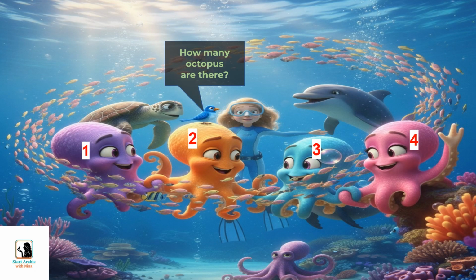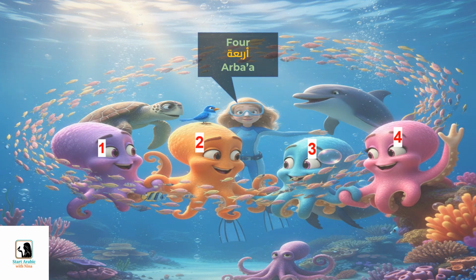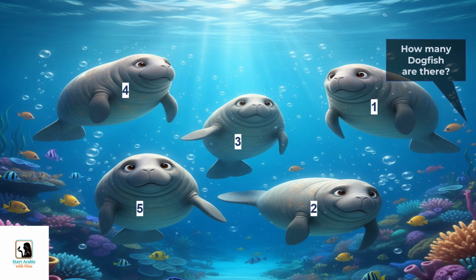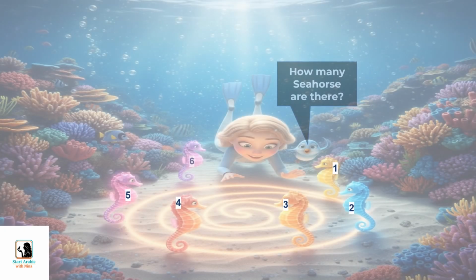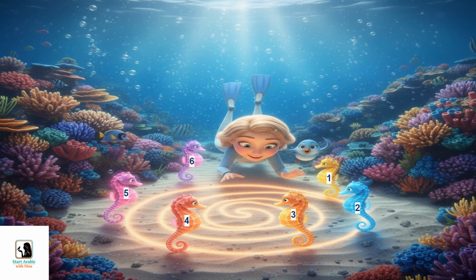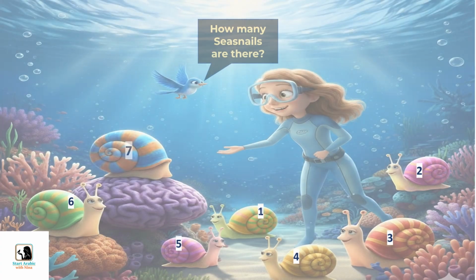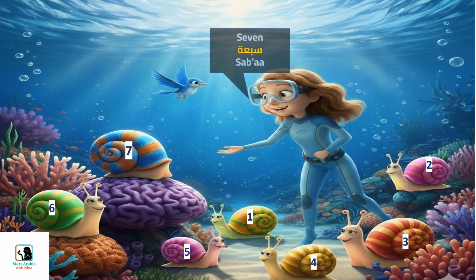How many octopus are there? Four. أربعة. How many dogfish are there? Five. خمسة. How many seahorses are there? Six. ستة. How many sea snails are there? Seven. سبعة.